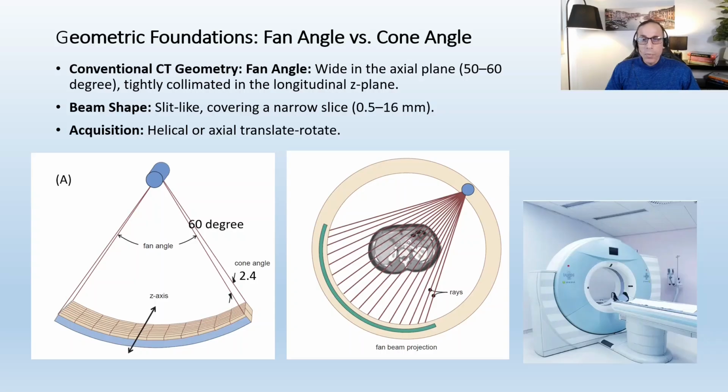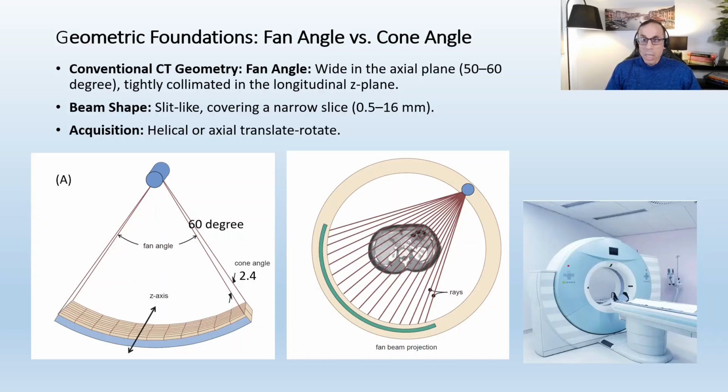Let's start with the fundamental geometric configuration. Conventional diagnostic CT utilizes a fan beam geometry. Here you can see in figure A, the fan angle in the transverse plane is wide to encompass the patient's lateral dimensions, but it is strictly collimated in the longitudinal or z-axis.